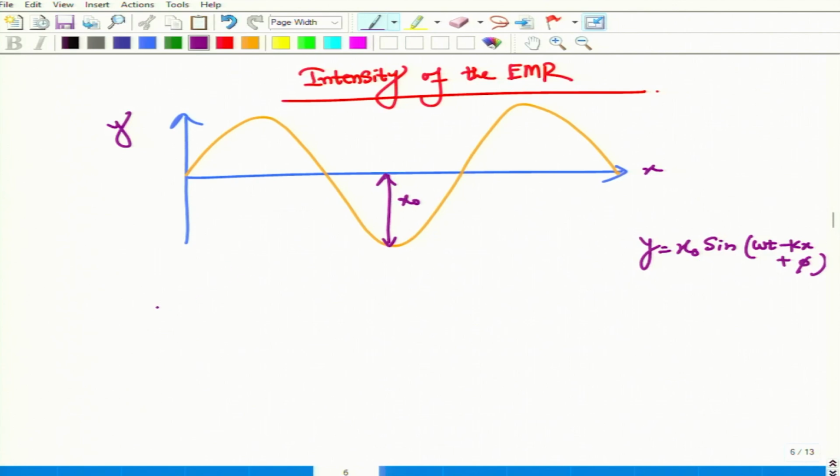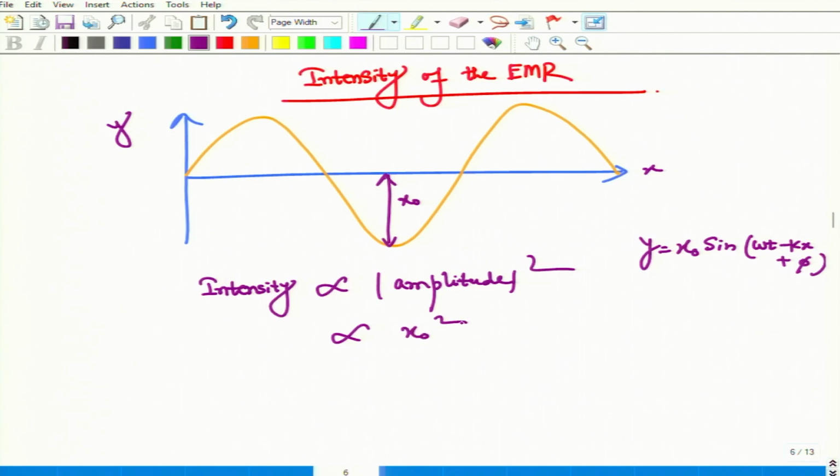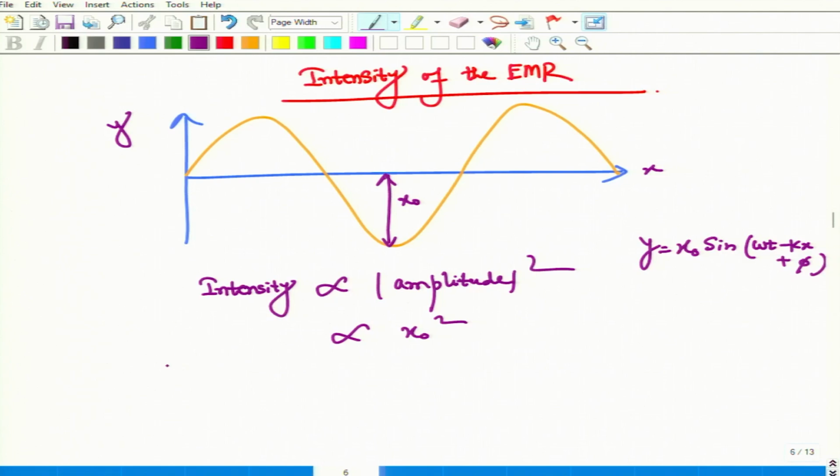So we know in the case of this mechanical wave, we can write that the intensity is proportional to the amplitude square, that means proportional to x naught square. But here for electromagnetic radiation, we have to find out the intensity. What is the definition of intensity, and we have to evaluate the mathematical expression for the intensity. Let me go to the next page.